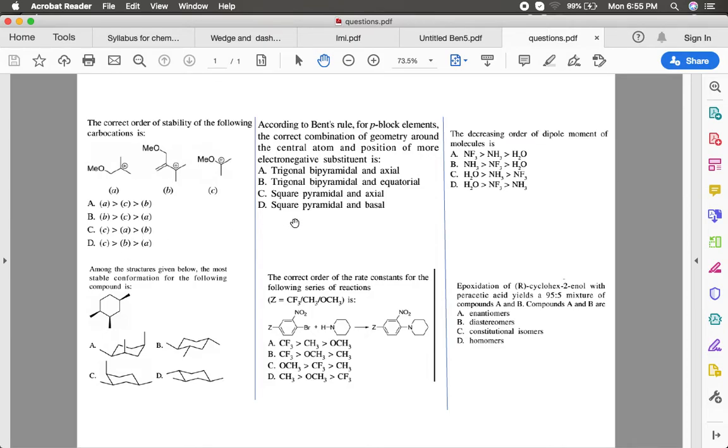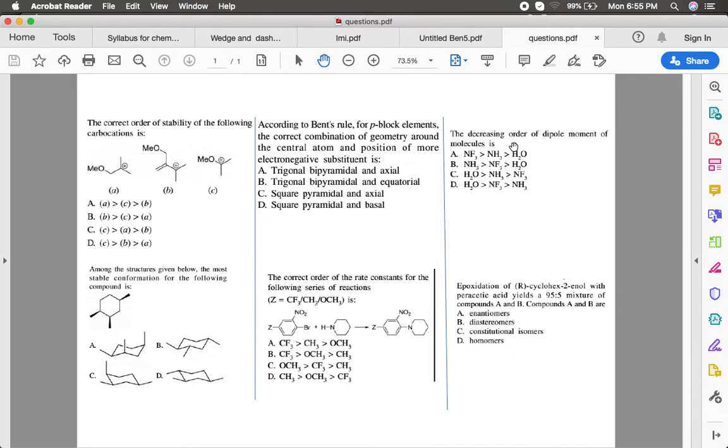Let's look at this question. According to Bent's rule for p block elements, the correct combination of the geometry of the central atom and the position of the more electronegative substituent is. Bent's rule is mostly applicable and useful in predicting the structure of trigonal bipyramidal structures, and in that the more electronegative substituent will prefer the axial site. So the answer is A.